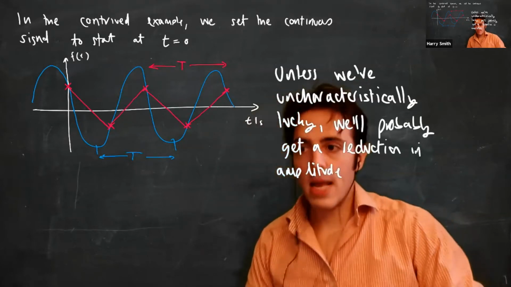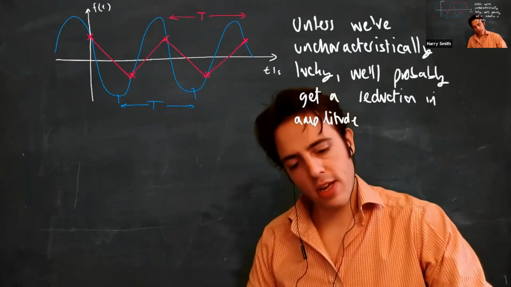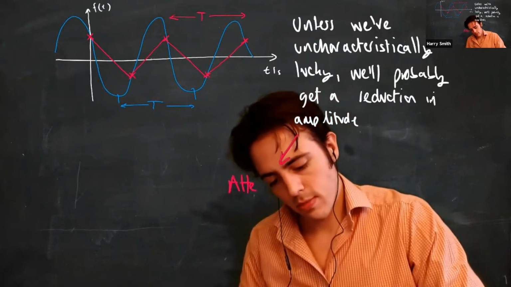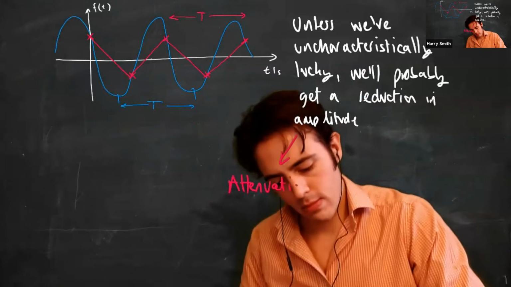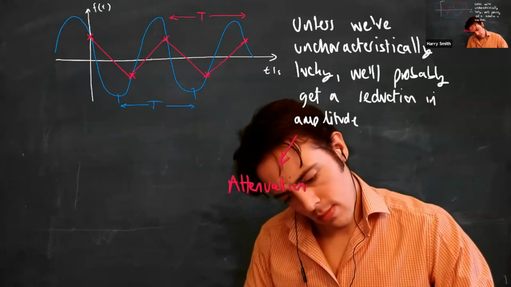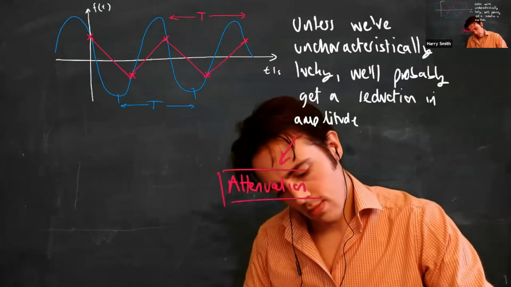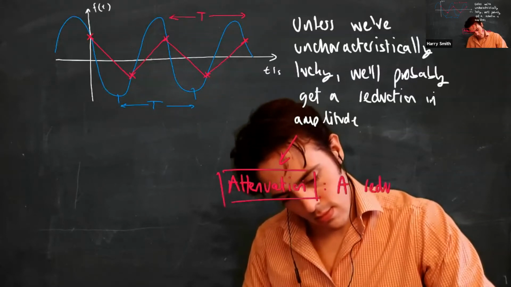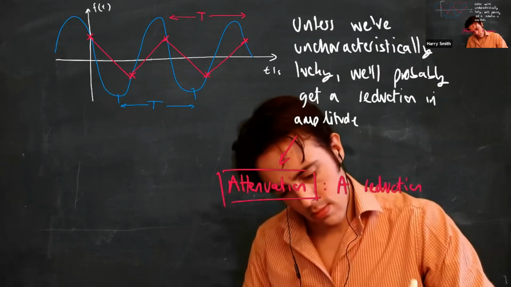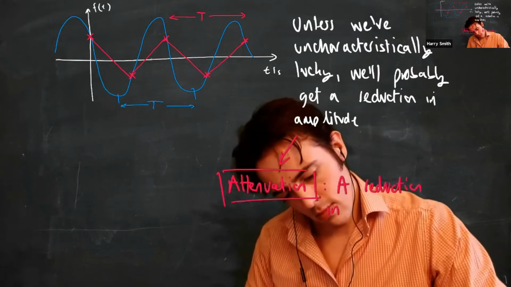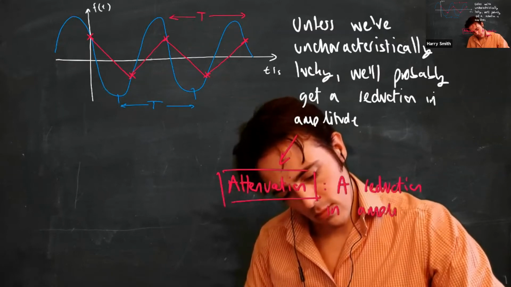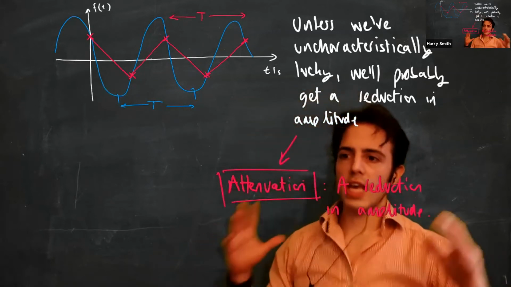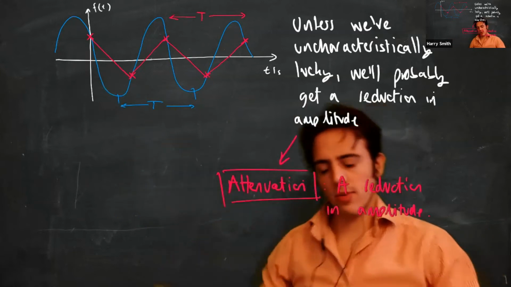And there's a name for this. Okay, the name for this reduction in amplitude is called attenuation. Okay, so we get a reduction in amplitude if we sample at exactly the Nyquist frequency.